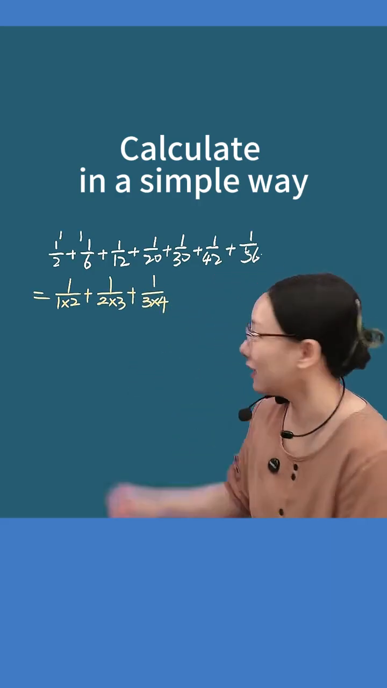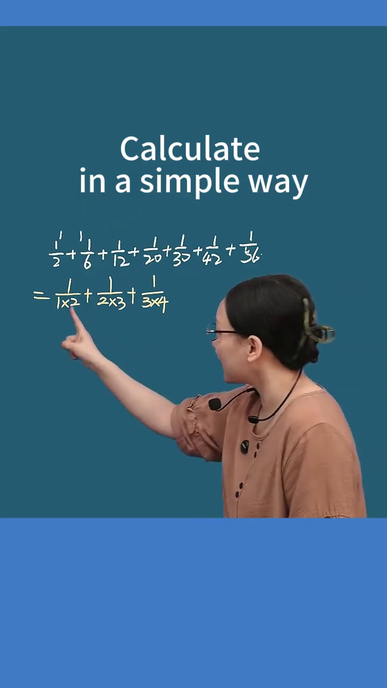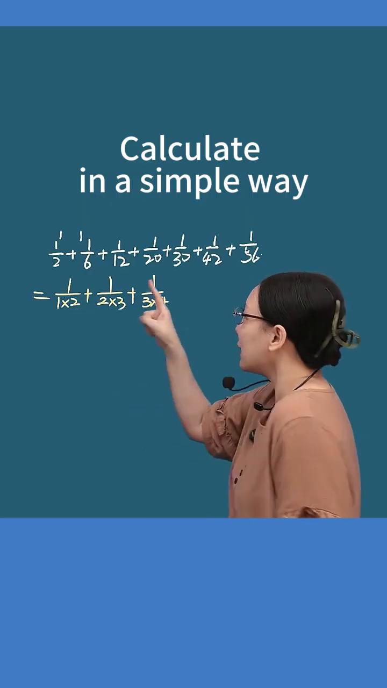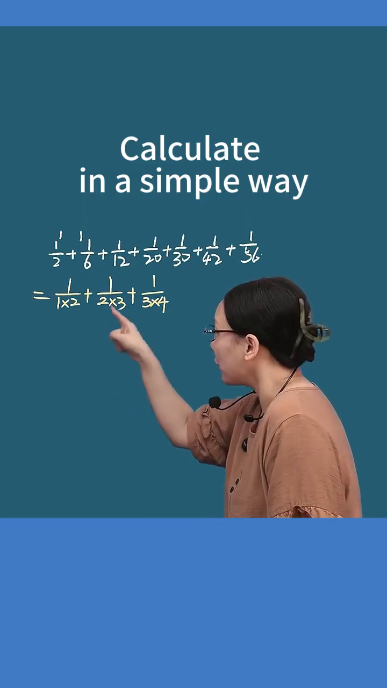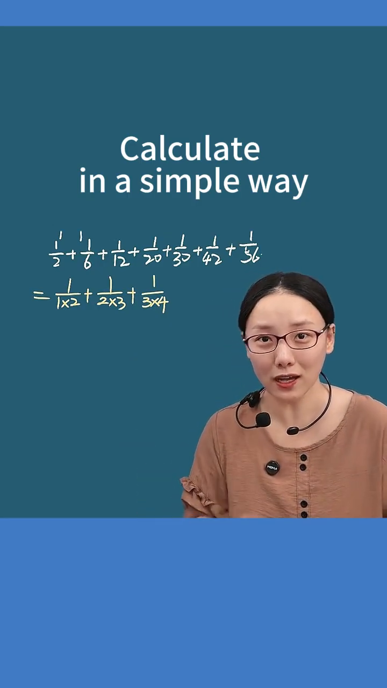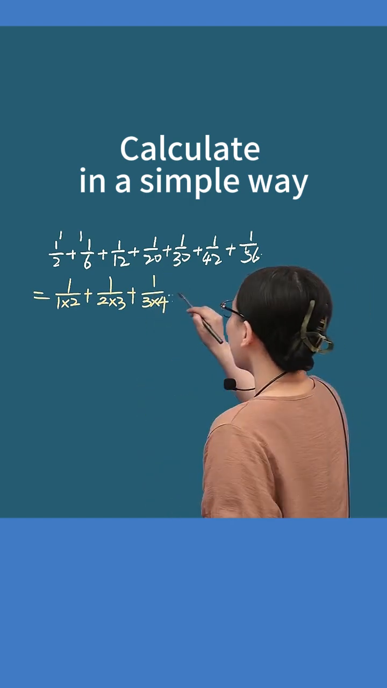Everyone, take a look and see if there's any connection between two adjacent fractions. Notice the second factor in the denominator of the previous fraction. What's the relationship between that and the first factor in the denominator of the next fraction? They're the same, right? In a moment, we'll use this to help us calculate.